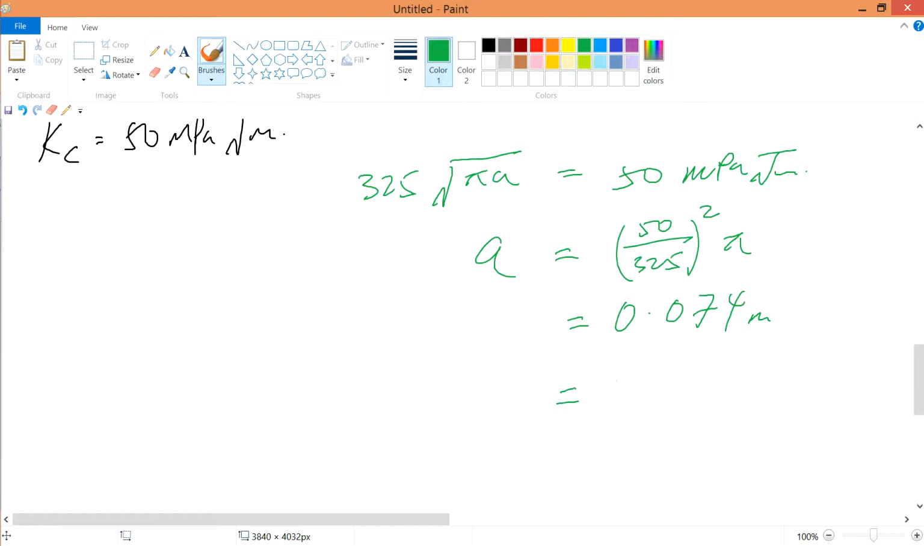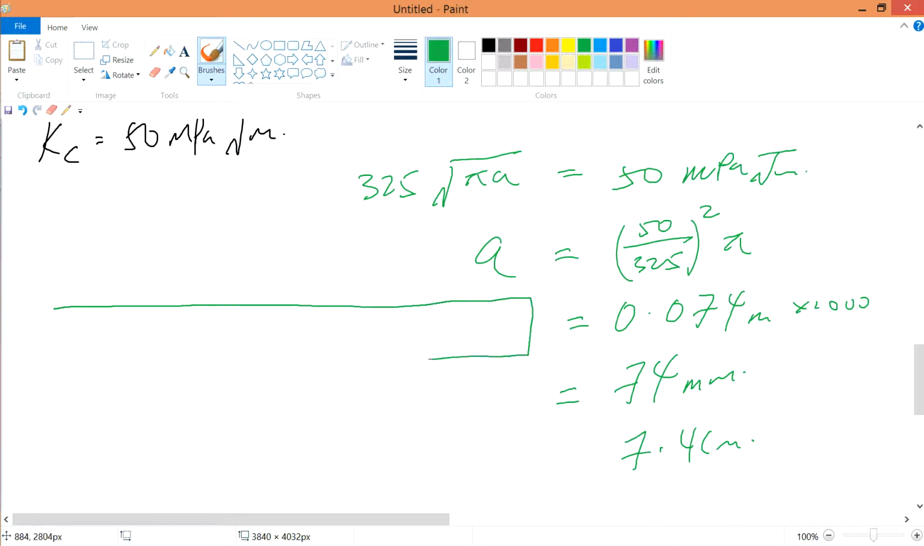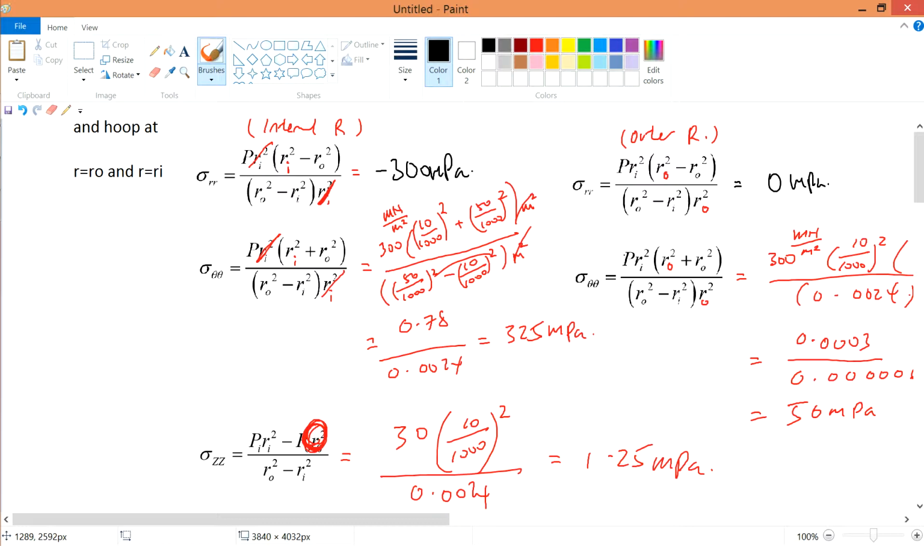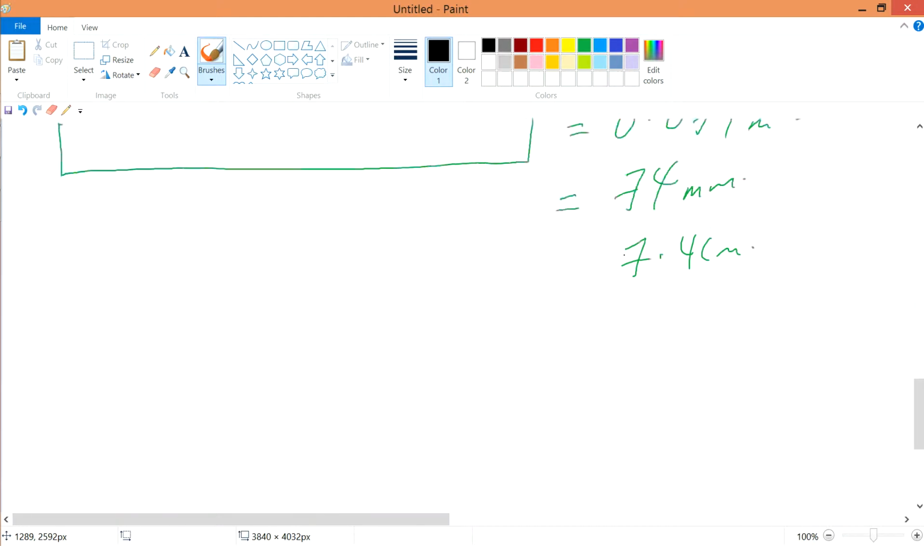0.074 meter, which is approximately, if you multiply by 1000 to change to millimeter, 74 millimeter or 7.4 cm. If you look at the screen now, it is something like this. You can have this large of a crack? Wow, either my calculation has something wrong, or this question is really weird.